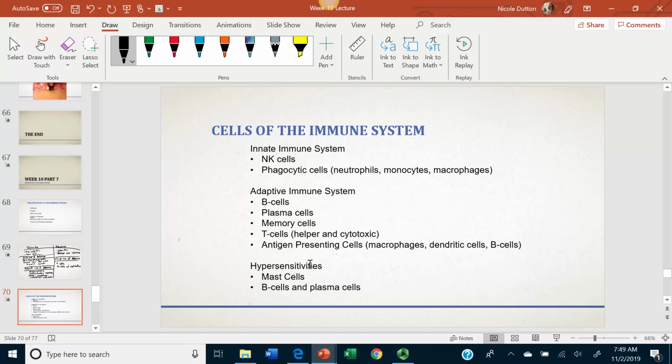Hypersensitivities or immune dysfunctions involve mast cells and B cells and plasma cells. In the next section, I'm just going to talk briefly about some of these hypersensitivities.